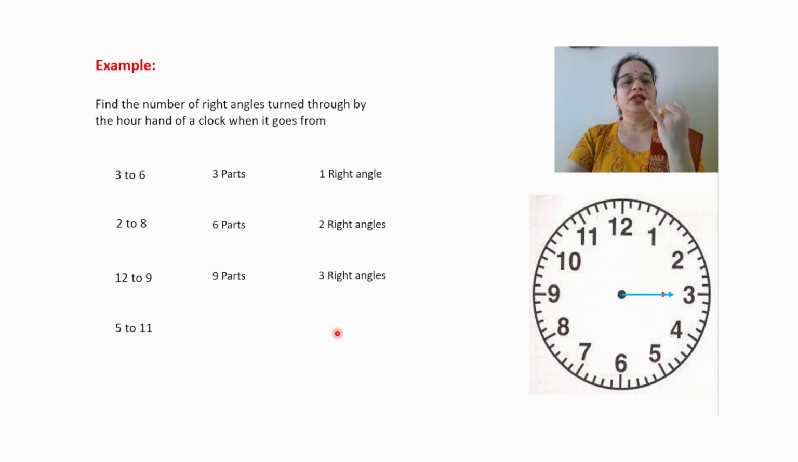5 to 11: 6, 7, 8, 9, 10, 11. Total 6 parts are there. So 6 parts means 2 right angles.